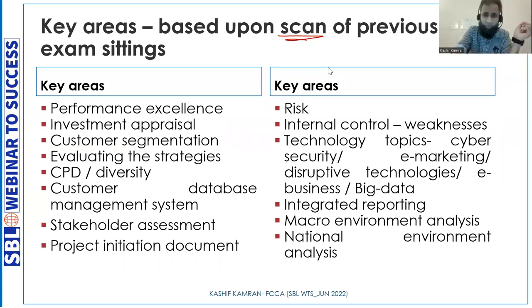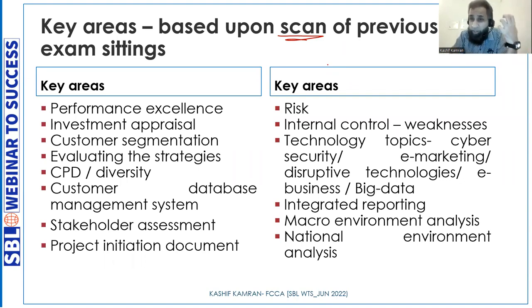Okay, moving onwards. Internal controls, weaknesses. We've seen that even in the December 21 paper, a typical question asking you to identify the weaknesses, the implication of the weaknesses, and then give a recommendation. It's a very common area, and you will see this coming a lot of times in the past papers.